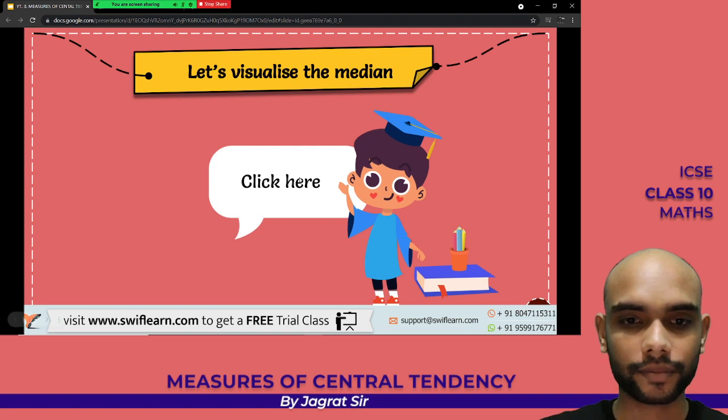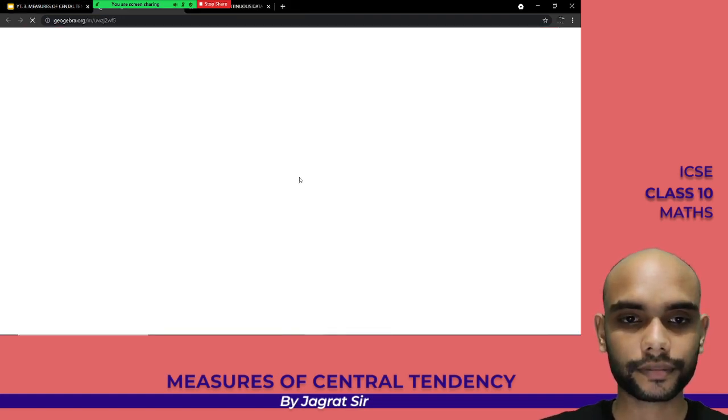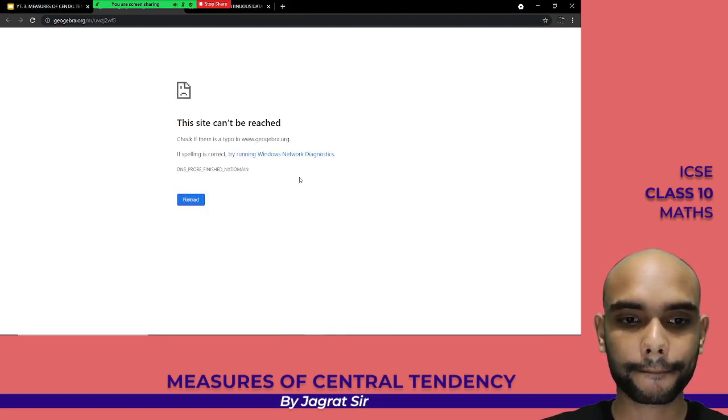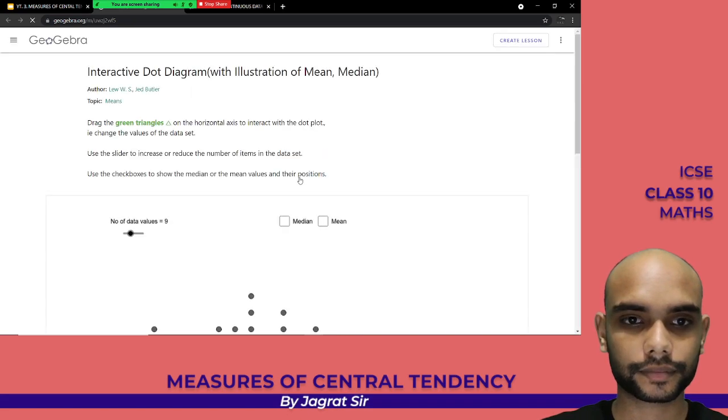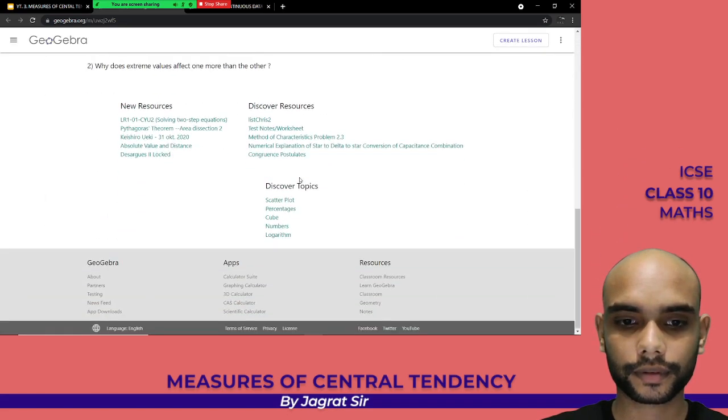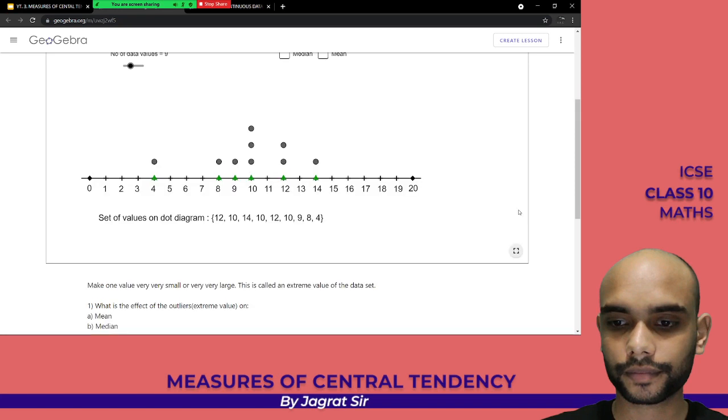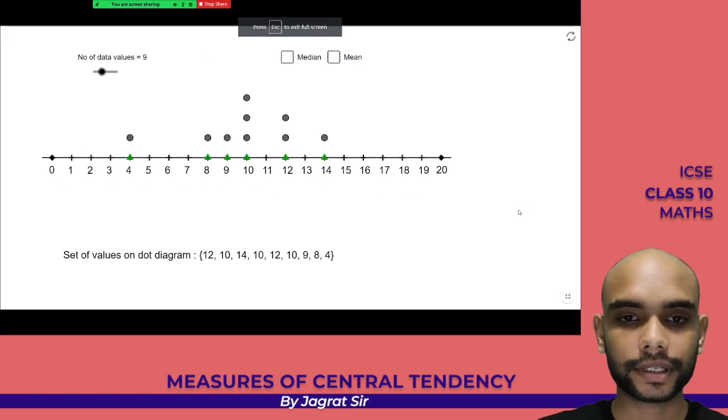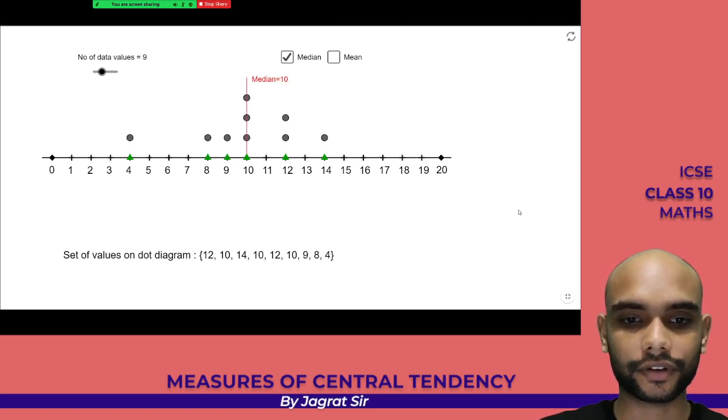Okay, let's take one more example. So guys, this is the example. You are having like 9 digits. You are having 9 values from 4 to 14. Okay. So now let's find the median for that. See the median, the middle number, is dividing the data into 2 halves. 3 digits here, 3 digits here, right?